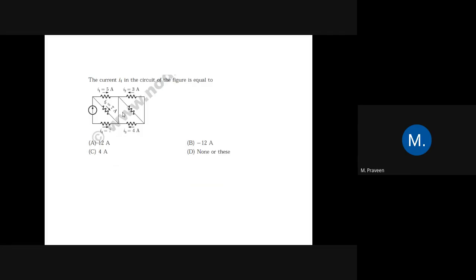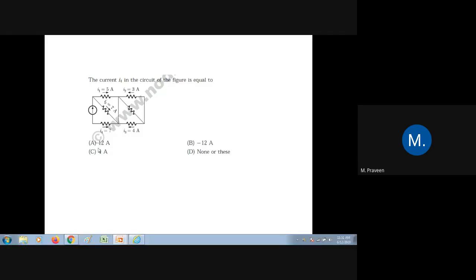It's a simple question. The current I4 in the circuit of the figure is equal to dash. Okay. Four options are given. A is 12 amps, B is minus 12 amps, C is 4 amps, D is none. So we have to find what is current I4. Okay. Can you guess what is the answer for the question? So many of you are saying option A, but actually option A is not the correct answer. So very simple question. Just you are going to apply KCL here.